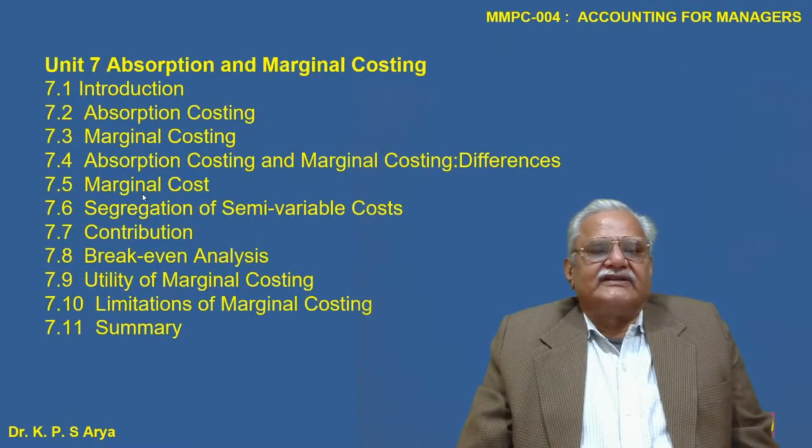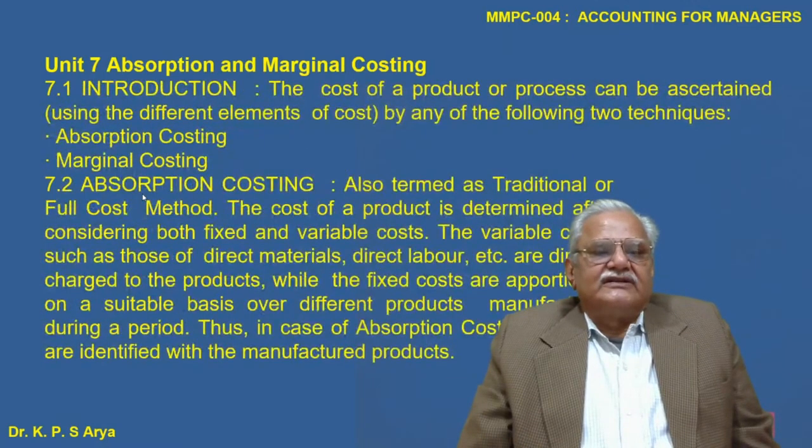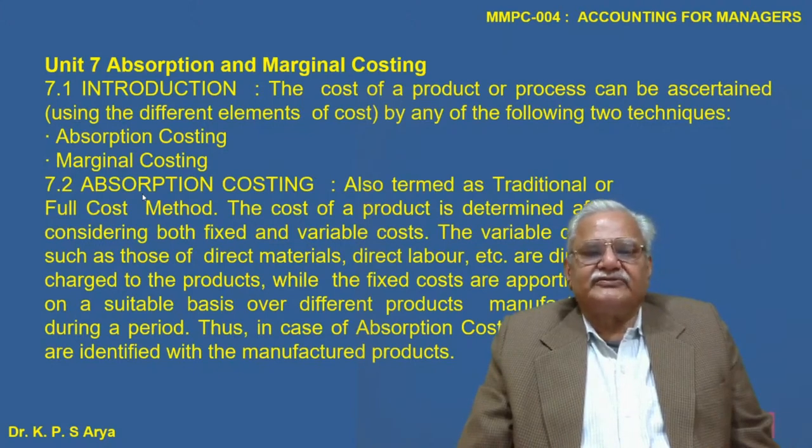Now, Unit 7, absorption and marginal costing. The cost of a product or a process can be ascertained, using the different elements of cost, by the following techniques. One is absorption costing, the other is marginal costing.